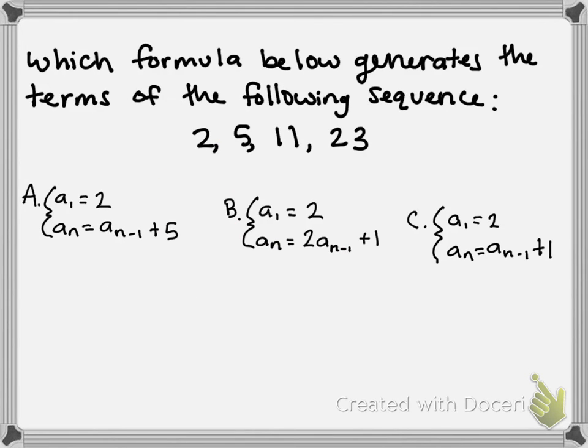All right, which formula below generates the terms of the following sequence? So let's start by looking at the value of the first term. The value of the first term is 2, and all three of these formulas tell us that the value of the first term is 2. So that can't help us rule anything out yet. All right, how do I get from this first term here to 5? Well, I could add 3, right? 2 plus 3 is 5.